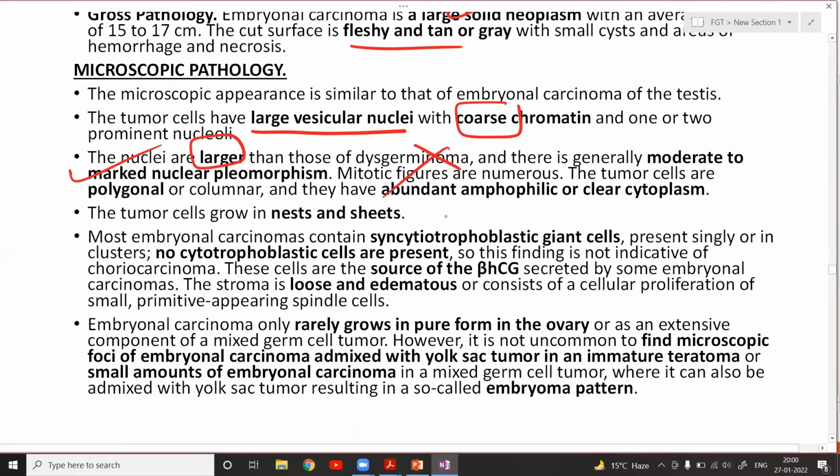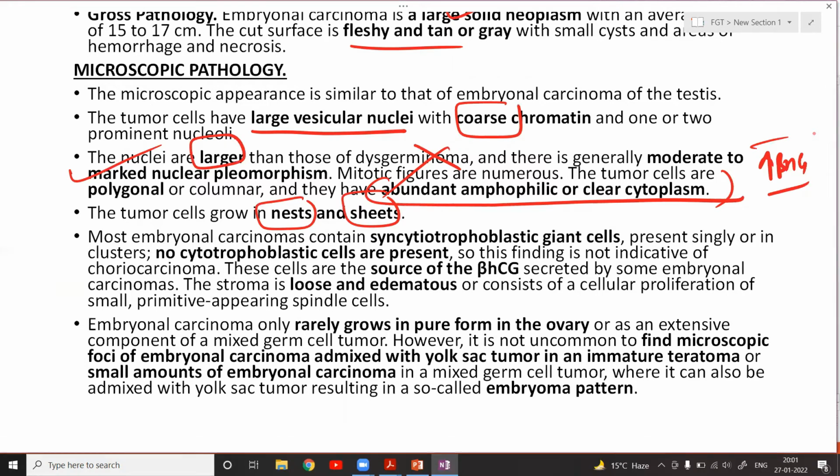Again, the tumor cells contain abundant amphophilic to clear cytoplasm. The tumor cells grow in nests and sheets, but remember there is no fibrous septa dividing these tumor cells. They secrete a huge amount of beta HCG, and remember beta HCG is a very non-specific marker, because most germ cell tumors can contain a proportion of syncytial trophoblastic cells which secrete beta HCG. So most embryonal carcinomas contain syncytial trophoblastic cells, but remember, no cytotrophoblastic cells are seen.